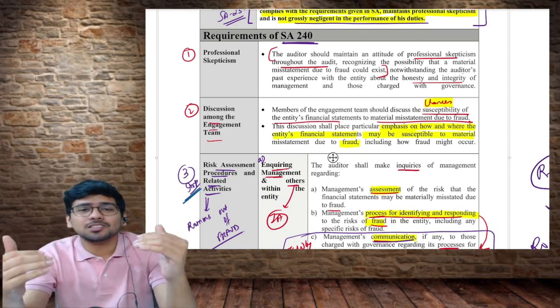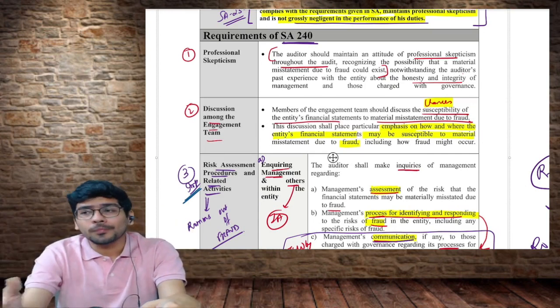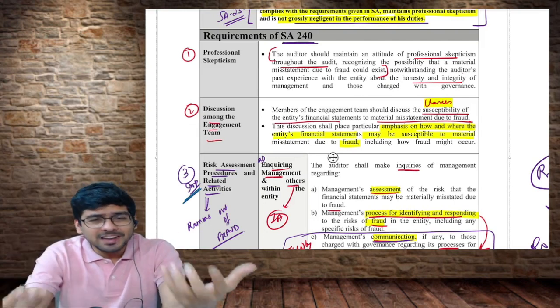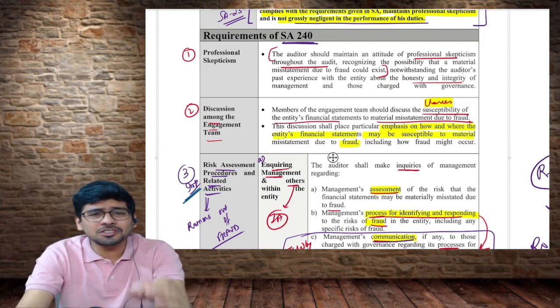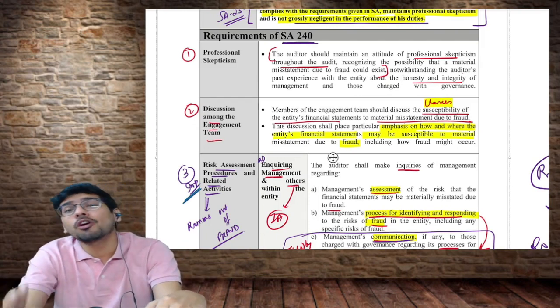And last is what? The auditor is not able to continue, or the auditor wants to withdraw. So if the auditor finds a fraud, he needs to first check his reporting responsibilities, and then if the law permits, he may also withdraw from the engagement.